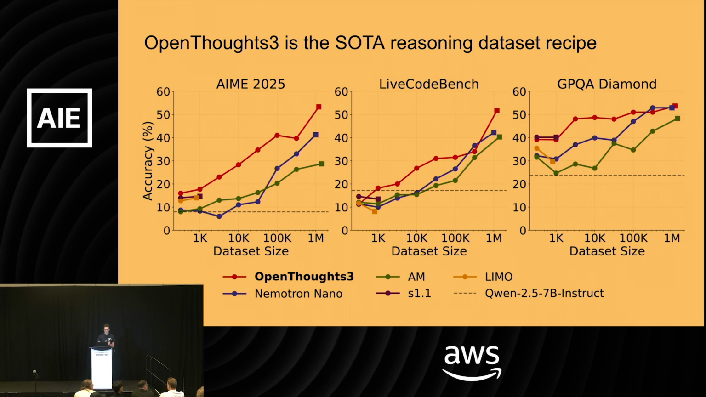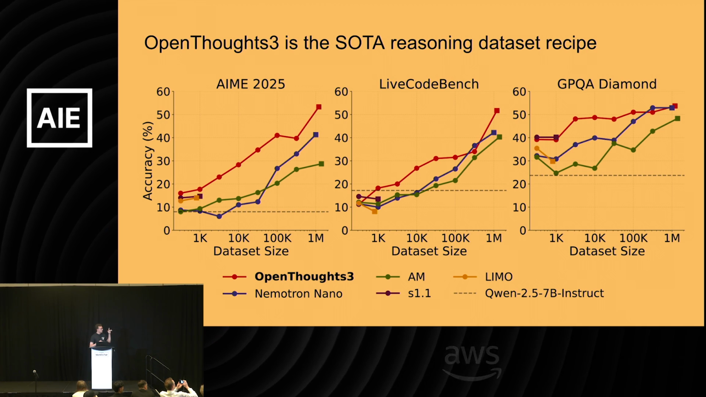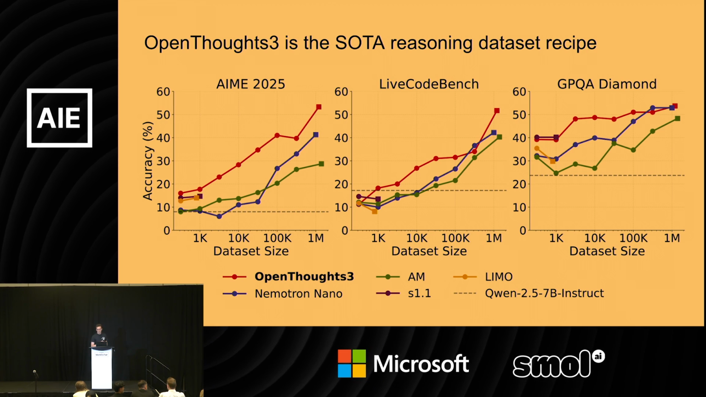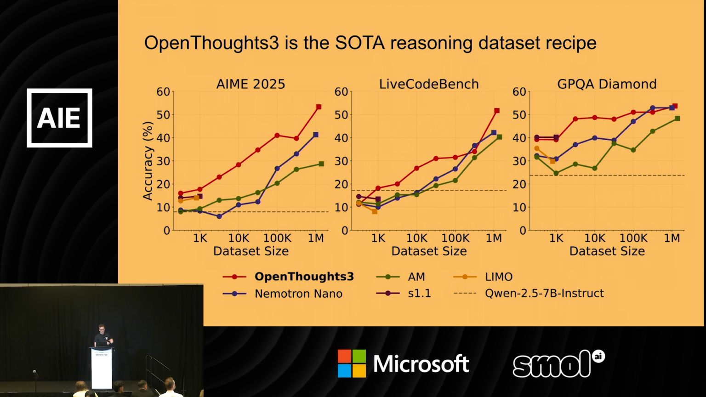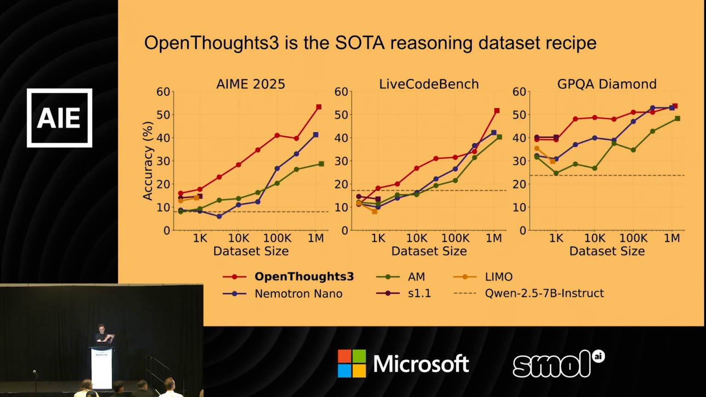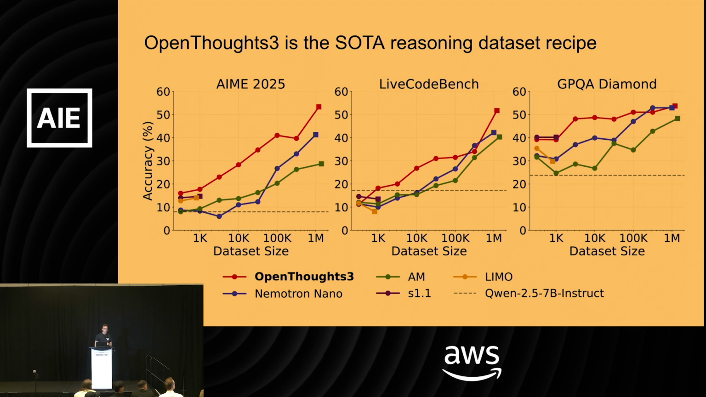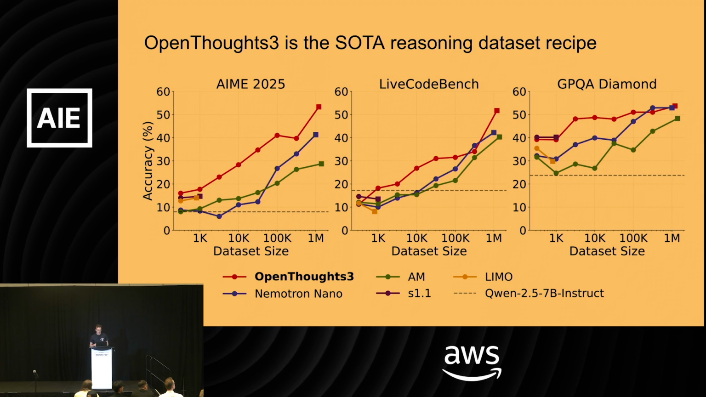So you can see here, these graphs are showing accuracy on 3 of these reasoning benchmarks: AIME, which is competitive math, LiveCodeBench, which is competitive code, and GPQA Diamond, which is science questions. On the y-axis, you see accuracy is going up. On the x-axis, you see the data scale is going up. So we heard before that scaling is difficult, particularly difficult with RL. The good news is for SFT, scaling is quite easier.